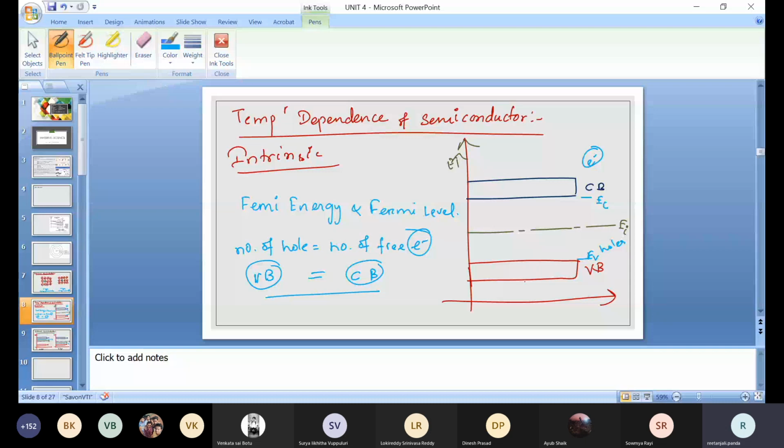That's why we can say that here the Fermi energy is temperature independent for an intrinsic semiconductor, and the conduction capacity of the intrinsic semiconductor is going to increase if we increase the temperature. So I can write it over here.